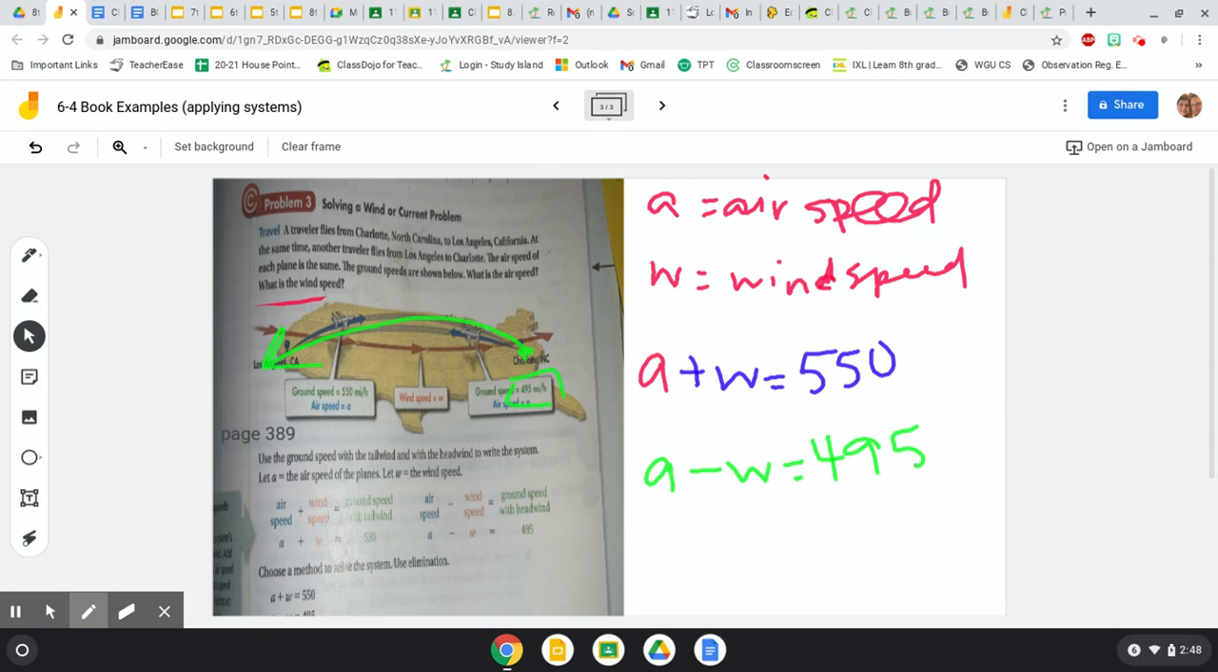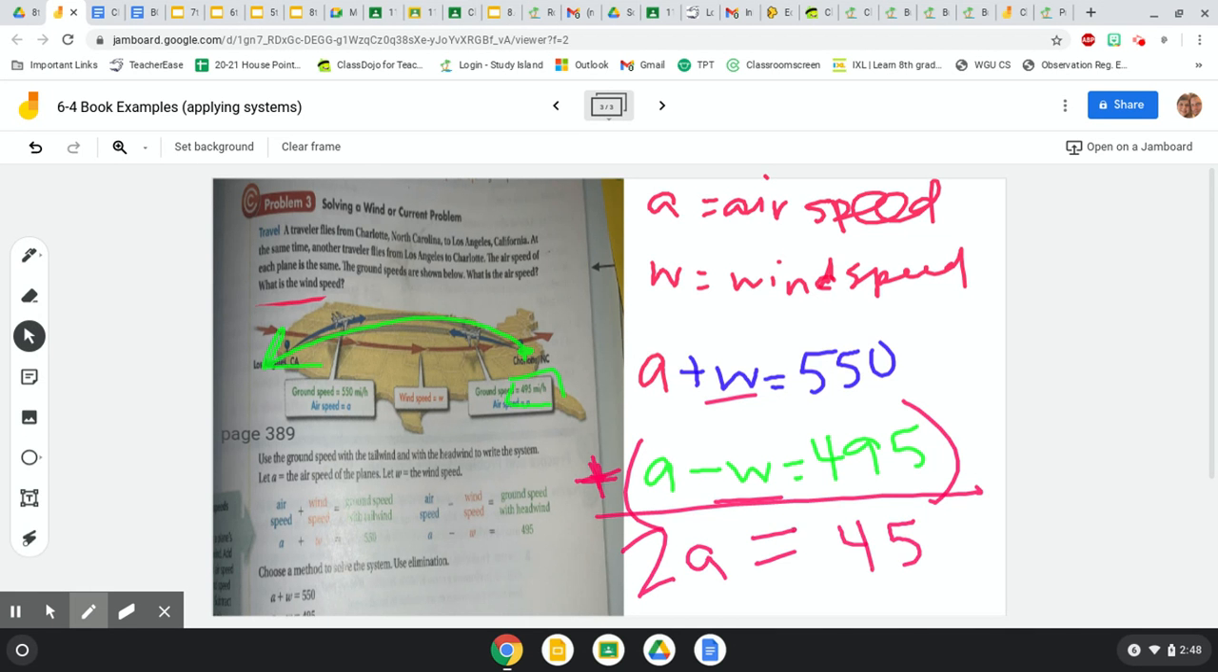Okay, so now at this point, I'm going to think about how I can solve. So I have my two equations. And in my mind, I'm thinking, okay, elimination's probably my best bet. So when I go to use elimination, I notice that my W terms are going to cancel if I add this entire equation, so that's what I'm going to do. So when I go to add, A plus A gives me 2A. W plus a negative W is going to cancel or eliminate. And then 550 plus 495 is going to give me 1045, I believe.